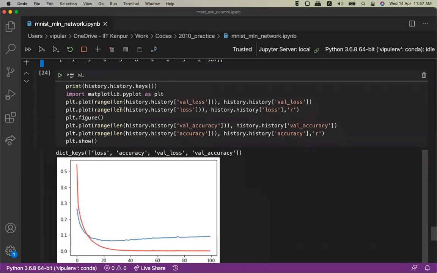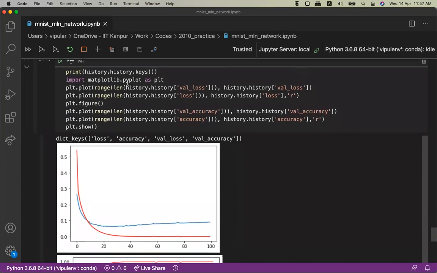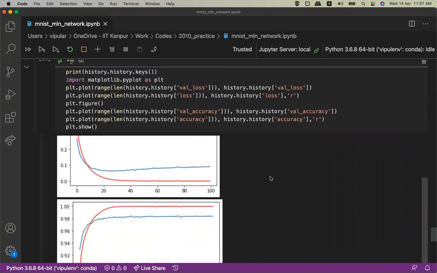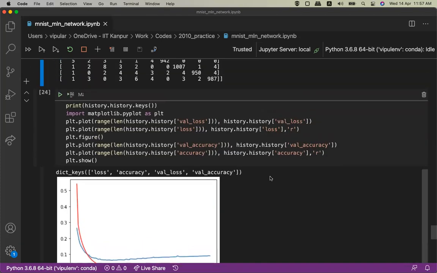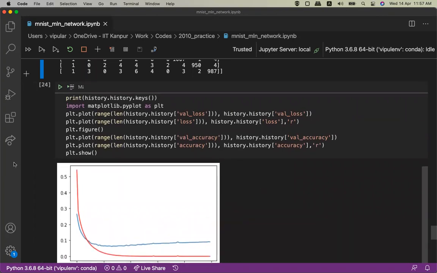Now I can also plot my learning history, to see if my model is overfitting. So let us see what my validation loss is. You see the red curve is the validation loss, and there is also validation accuracy and accuracy. You see my validation loss decreases and then it increases.